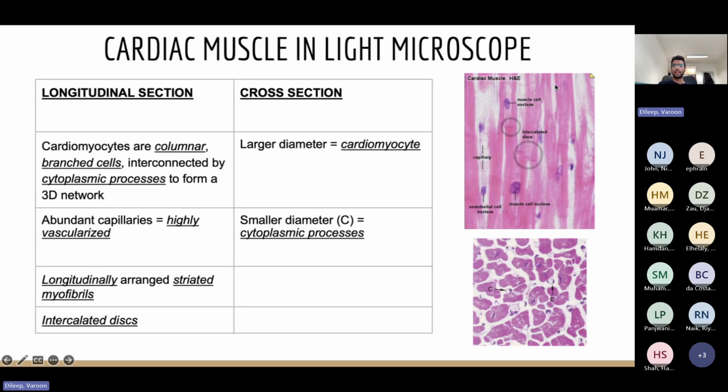And the cross section, like I said before, the large diameter would represent the cardiomyocytes here, and this center is the nucleus, and the smaller diameter would represent the cytoplasmic processes. Does anyone have any questions about the longitudinal and the cross section?